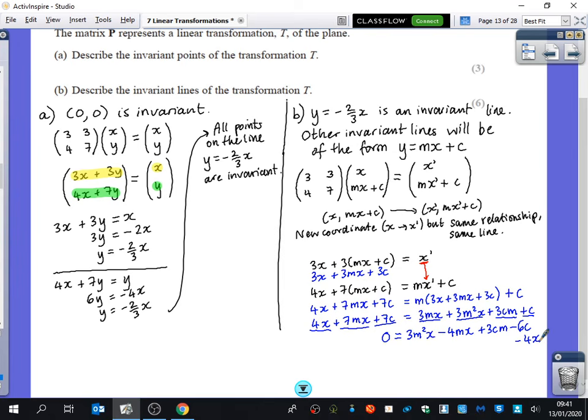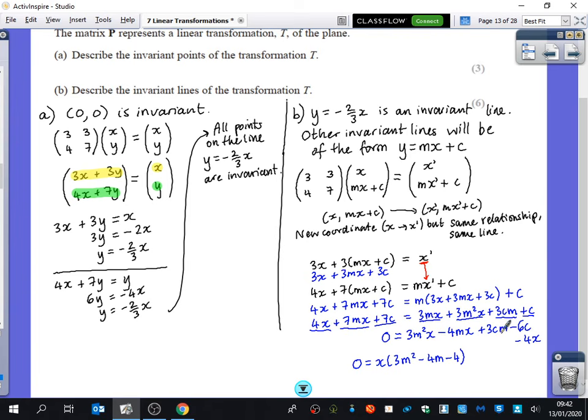Now, you might not know what to do here, so I might just tell you what we're going to do. We've got 3 terms that are to do with x. If I factorize x from these 3 terms here, I get a quadratic with m, and then I get something left over, and then we're at least in a stage where we might be able to solve it. So well done for keeping going here. So I'm going to factorize out the x, and we get 3m squared minus 4m minus 4. That's from this term and this term. And then what I've got left is plus 3cm minus 6c.